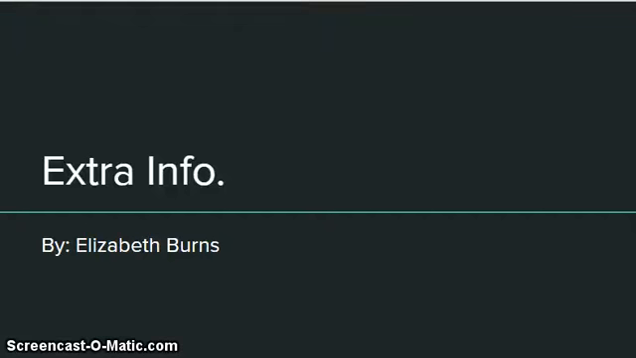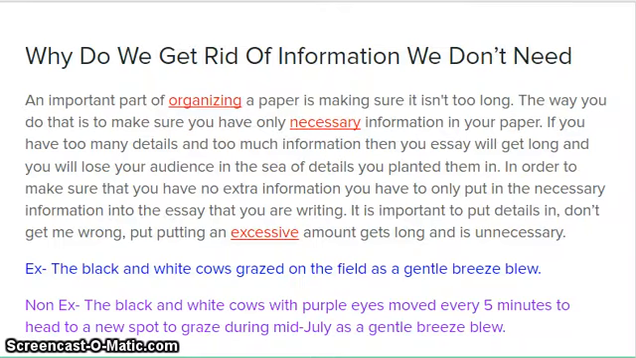How to get rid of extra information. An important part of organizing a paper is making sure it isn't too long. The way you do that is to make sure that you have only necessary information in your paper. If you have too many details and too much information, then your essay will get long and you will lose your audience in the sea of details you planted them in.